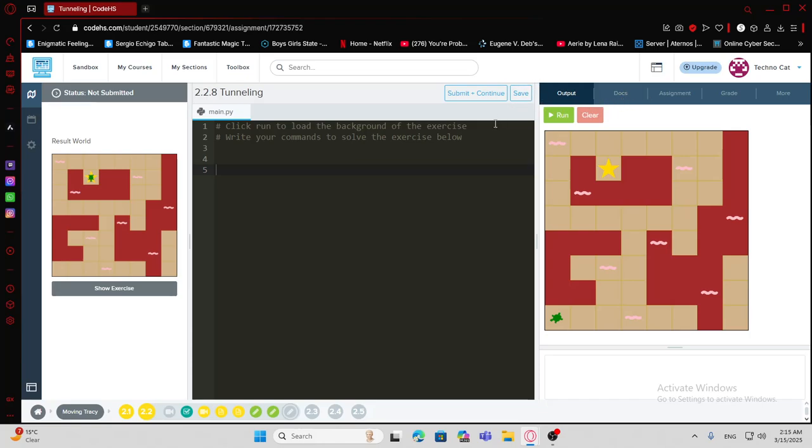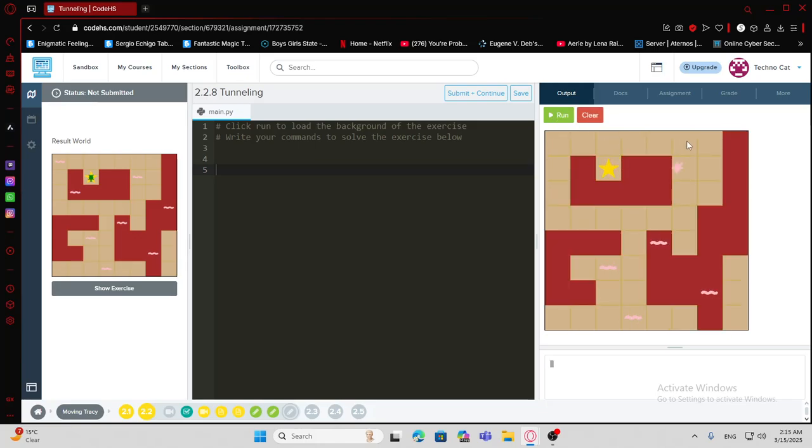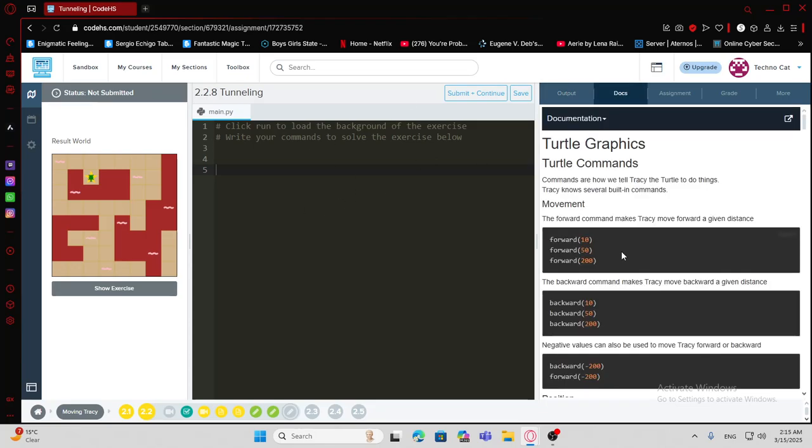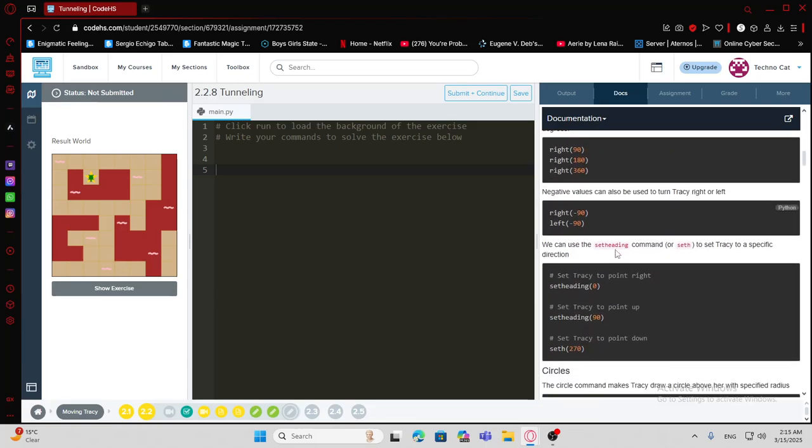So I'm going to pause this for a second because I'm having a hard time figuring out if the directions want us to have our code work regardless of Tracy's initial direction. Okay, this is great.